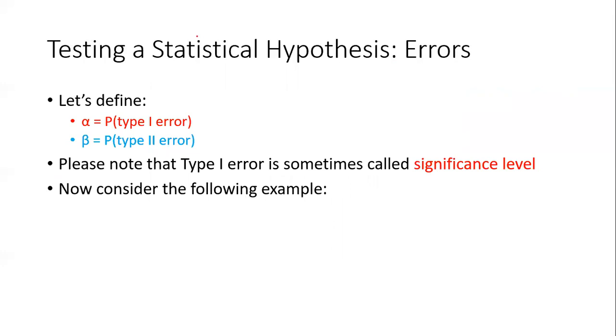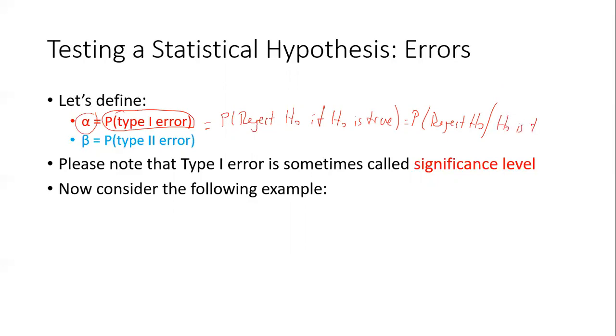So let's give the name alpha to the probability of type 1 error. This is the probability that you reject H0 if H0 is true. We will also write this as the probability that reject H0 given that H0 is true. This vertical line means given that. So you are given information which you can use in the probability calculation. What is the information? H0 is true.